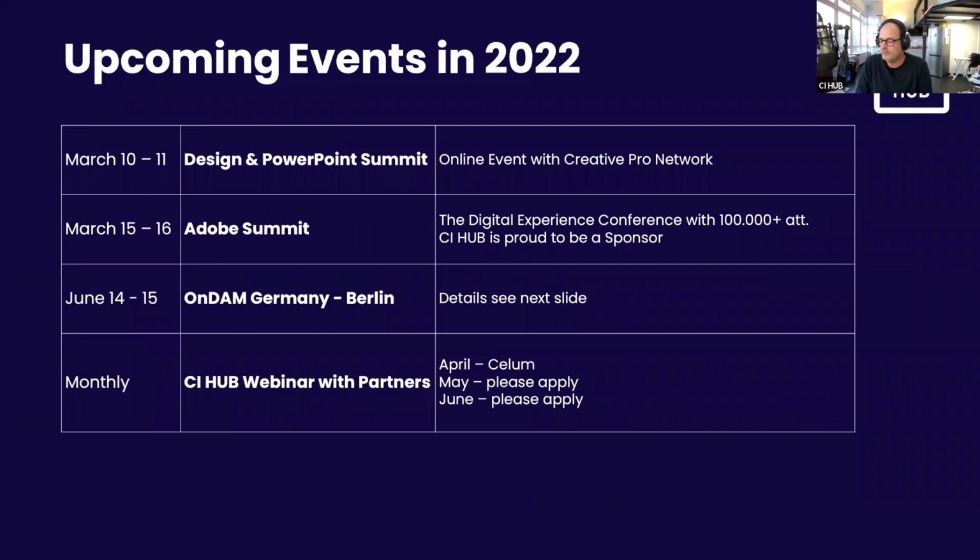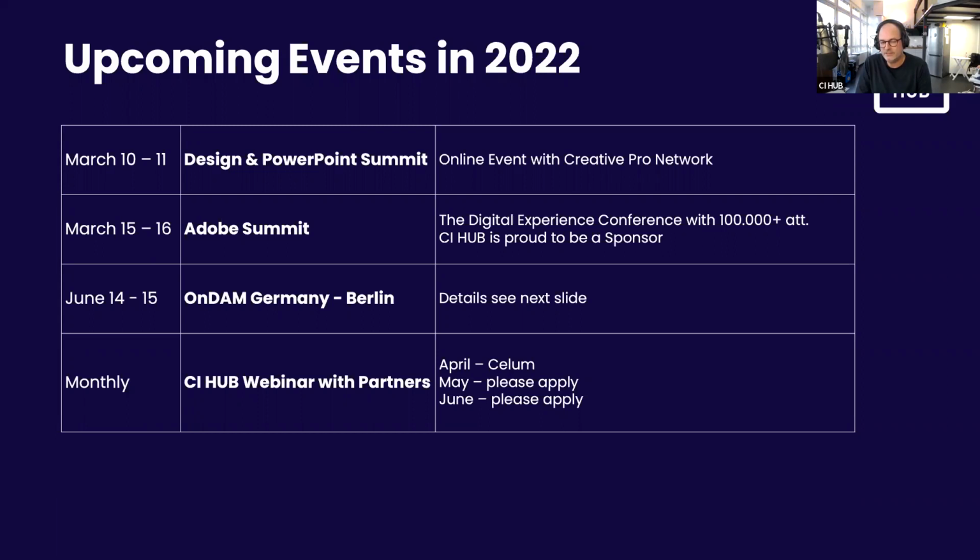March 10 and 11, there is a huge conference in America going on completely online, focusing on design and PowerPoint. It's an event from the Creative Pro Network guys. We're doing lots of promotions there. We will have an email shot to all of the 160,000 users they have in their database. We are also offering, whenever you have a nice story around CI-Hub and customer successes, we're really happy to also promote you as a partner in whatever we're doing.